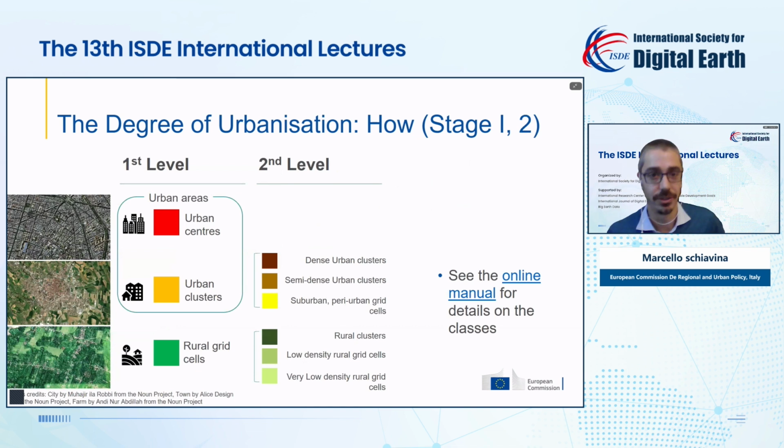And here, the three classes at level 1: urban centers, with at least 1,500 people per square kilometer and at least 50,000 people; urban clusters, with at least 300 people per square kilometer and at least 5,000 people; with the residual as rural areas. Both urban clusters and rural grid cells are split into three classes nested at level 2, providing a more nuanced classification that is able to distinguish actual settlements, like dense and semi-dense urban clusters and villages, from the suburban or peri-urban areas surrounding the settlements and the low-density rural areas.